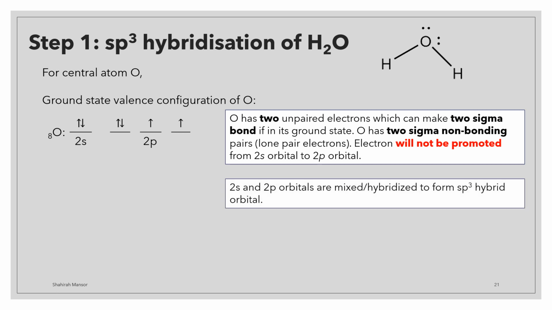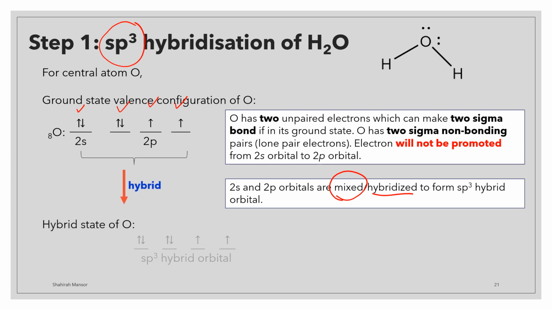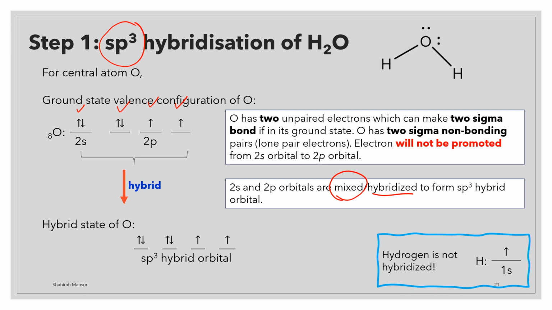So since oxygen has sp3 hybridization, now we are going to mix ataupun hybridize. Okay, kita tambahkan berapa banyak? Tambahkan 1s dan 3p di sini. So by mixing all these orbitals, maka kita akan dapatlah hybrid state of oxygen, iaitu sp3 hybrid orbital. So lagi sekali, bentuk sp3 adalah apa? Bentuk sp3 adalah tetrahedral. And again, hydrogen is not hybridized. Kita akan gunakan pure orbital untuk hydrogen, that is 1s.